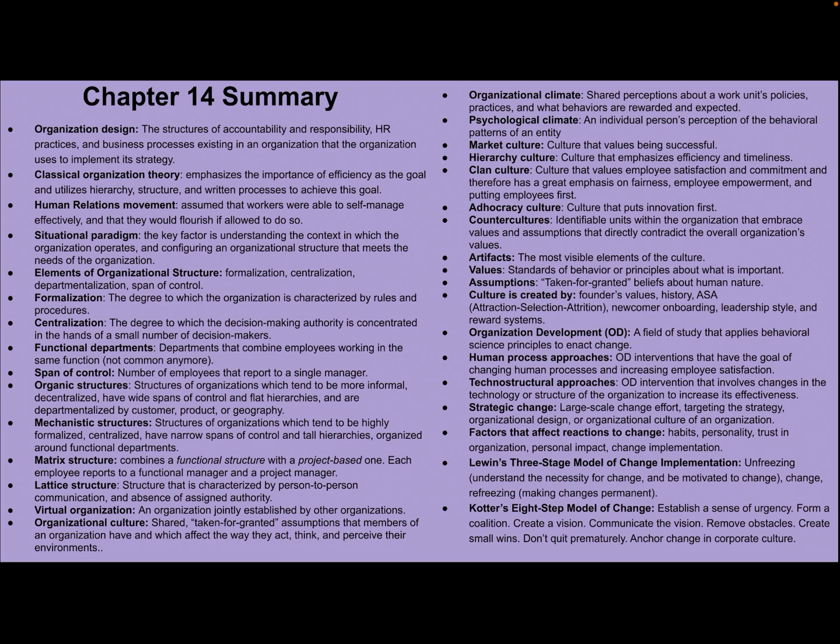Elements of organizational structure include formalization, centralization, departmentalization, and span of control. Formalization is the degree to which the organization has rules and procedures. Centralization is the degree to which decision-making authority is concentrated in the hands of a small number of decision makers, right? Centralization has just a few managers instead of everybody making decisions.